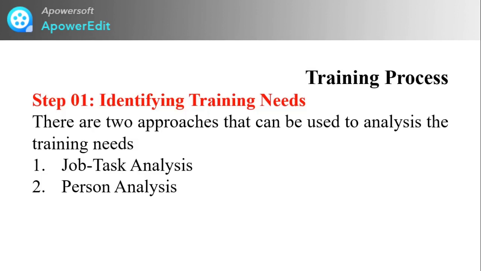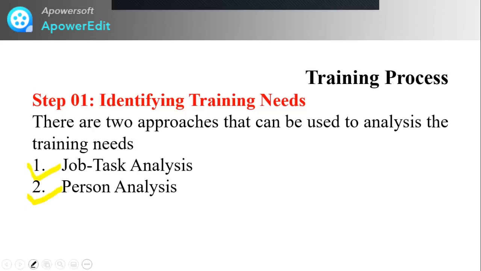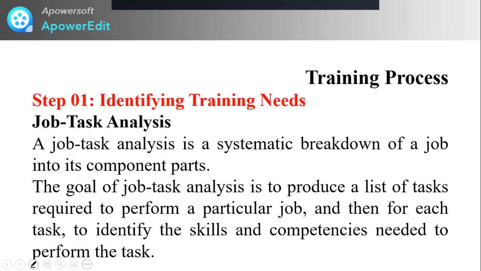There are two approaches that can be used to analyze the training need. One is job task analysis. The second one is person analysis. Then we will see what the meaning of job task analysis is and what the meaning of person analysis is. Job task analysis means that through your analysis method, with observation, questionnaire, interview, test, or whatever method you are going to use, you have to address this area.